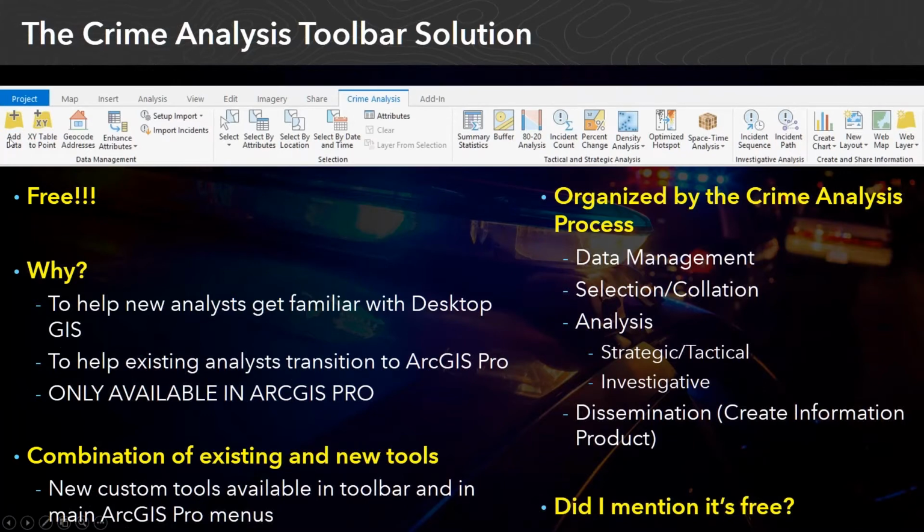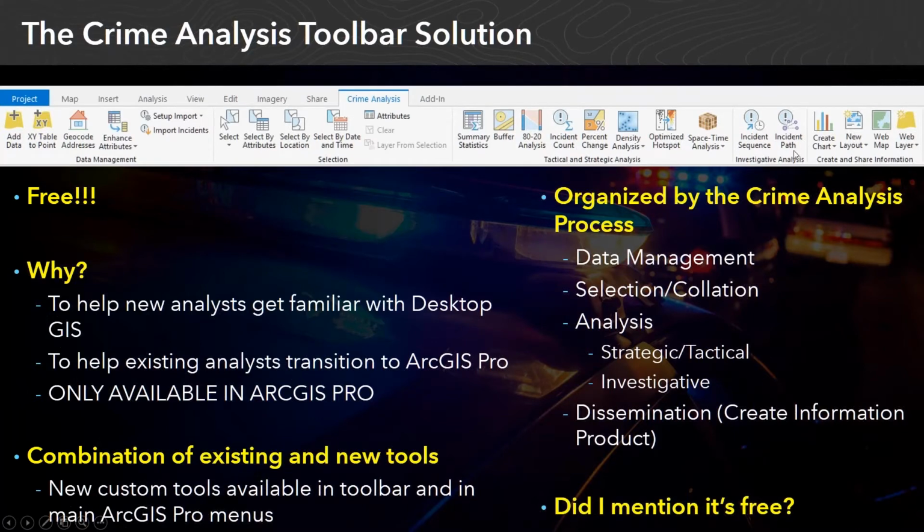And we've organized them, as you can see on the toolbar screenshot right here, according to the crime analysis process, where tools supporting data management, whether that is importing your data or cleaning or organizing your data, are in the data management section. Then the ability to perform selections on that data, and then the ability to perform analysis. We've grouped them in a group for tactical and strategic analysis, and frankly, administrative analysis, but that made the title too long, so we just kept it at tactical and strategic. And then also some tools to support investigative analysis purposes.